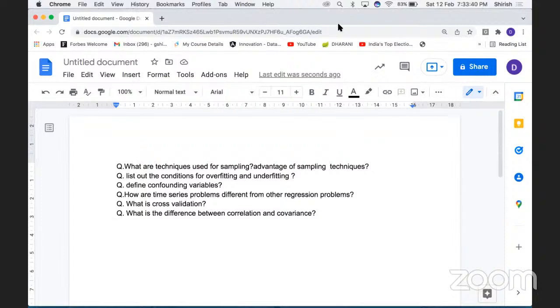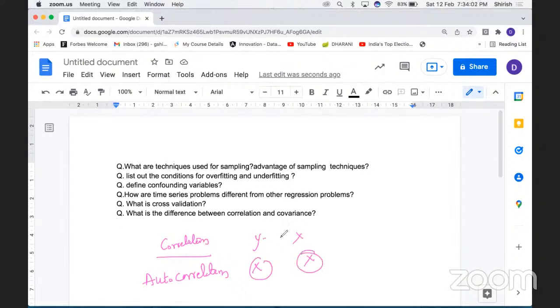Correlation helps us find out the relationship between y and x. But if you are taking a relationship between x and x, you call it an autocorrelation problem. Y and x, you call it a correlation problem. It is a technique used to estimate the quantitative relationship between two variables, to find out how strong it is and how impactful the x variable is in predicting your y.